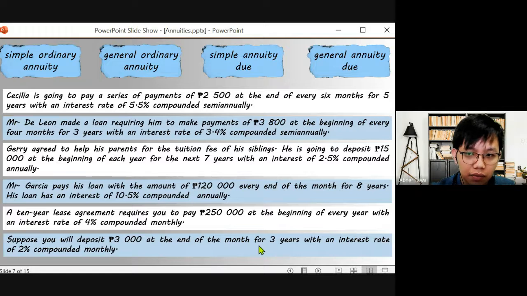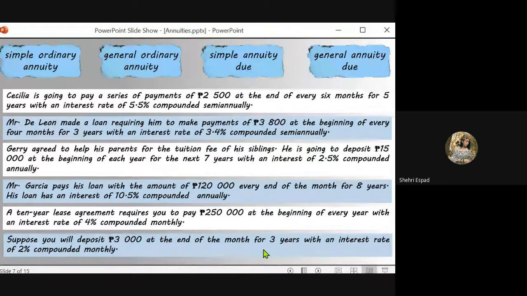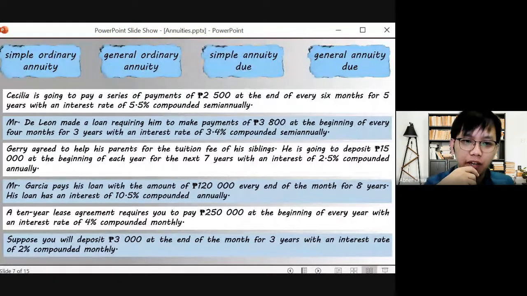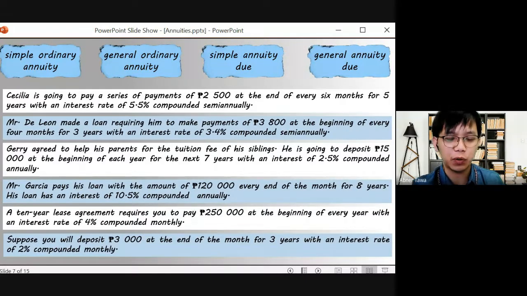Okay, let's have the last one. Sino sasagot sa last? Okay, Miss Spad. Suppose you will deposit 2,000 at the end of the month for 3 years with an interest rate of 2% compounded monthly. General ordinary annuity, sir? General ordinary annuity. Okay, let's check. Who agrees? Who has a different answer? So sabi ni Miss Spad, ang sagot niya ay general ordinary annuity.